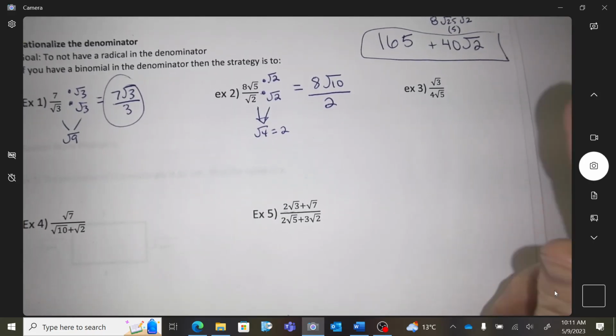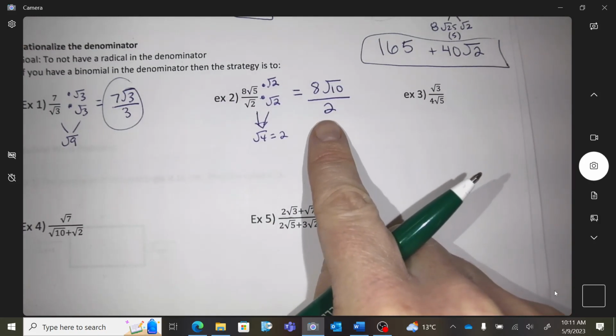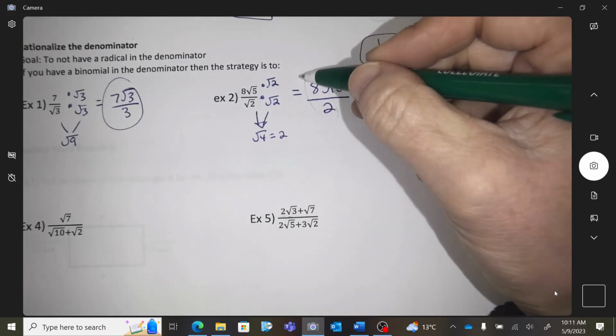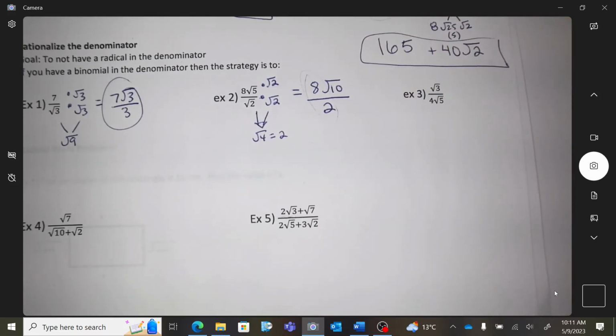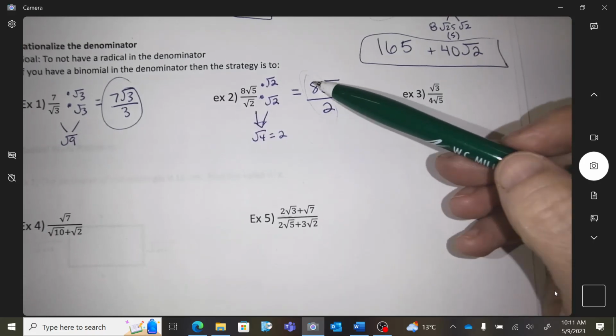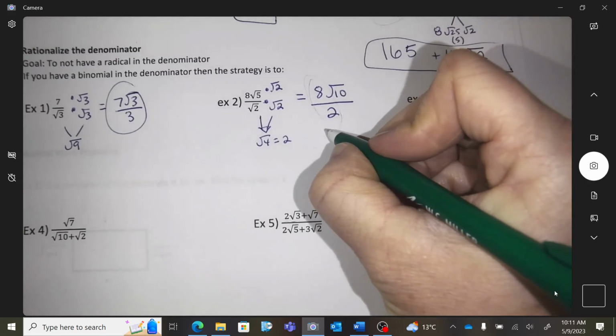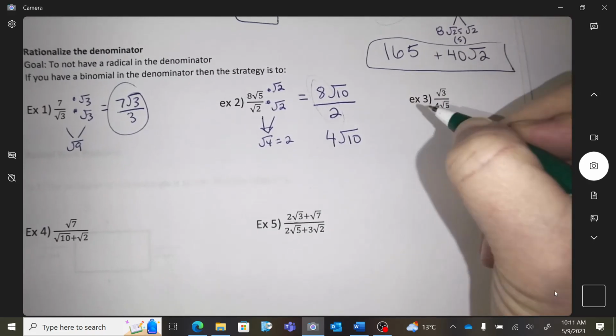But you're going to lose points if you end here. Because what can you do with those whole numbers? These are whole numbers, whole number. So what is 8 divided by 2? What can you reduce here? 4 root 10.